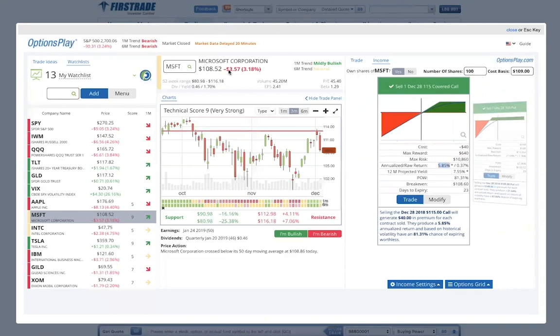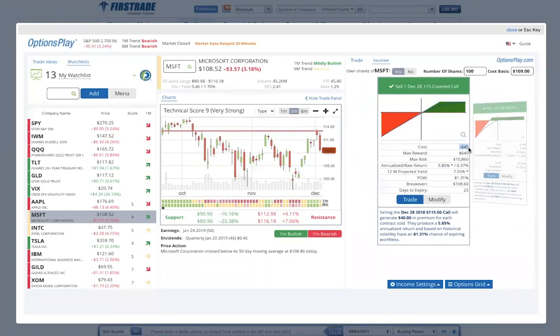So if you own Microsoft, would you be okay with selling the stock if it rallies up to 115 by December 28th? If you are okay with it, sure, you can place this order. And if you don't, you will get paid $40 to place this order. So that's exactly why these strategies are the most popular strategies.